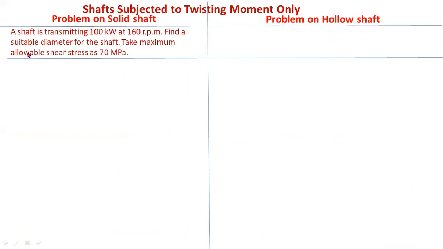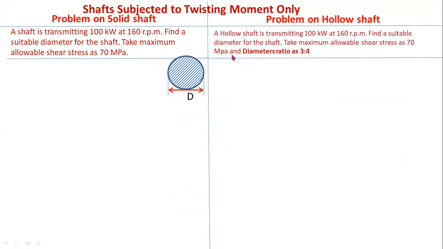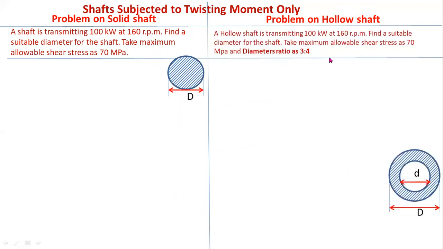Now I am going to explain some simple example problems on design of shafts subjected to twisting moment only. So this is a question. A shaft is transmitting 100 kilowatts at 160 RPM. Find a suitable diameter of the shaft. Take maximum allowable shear stress as 70 megapascal. Okay, this is the given question for a solid shaft.